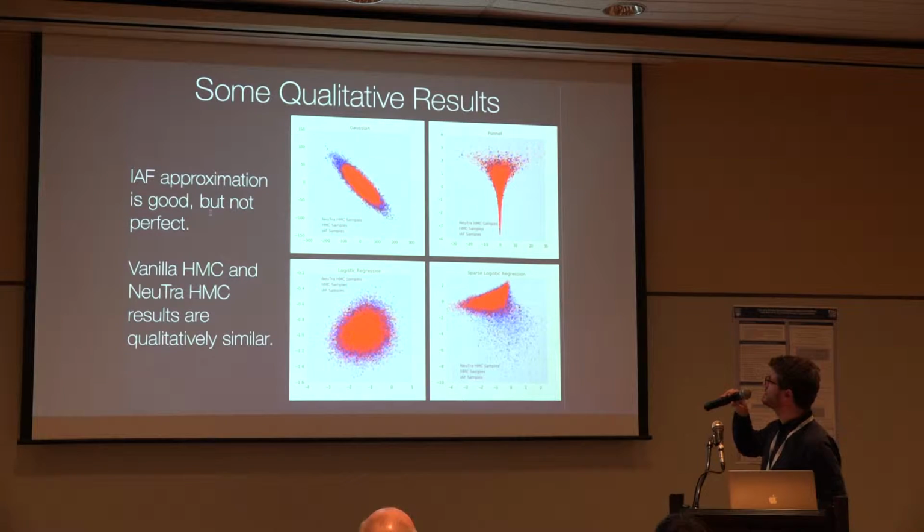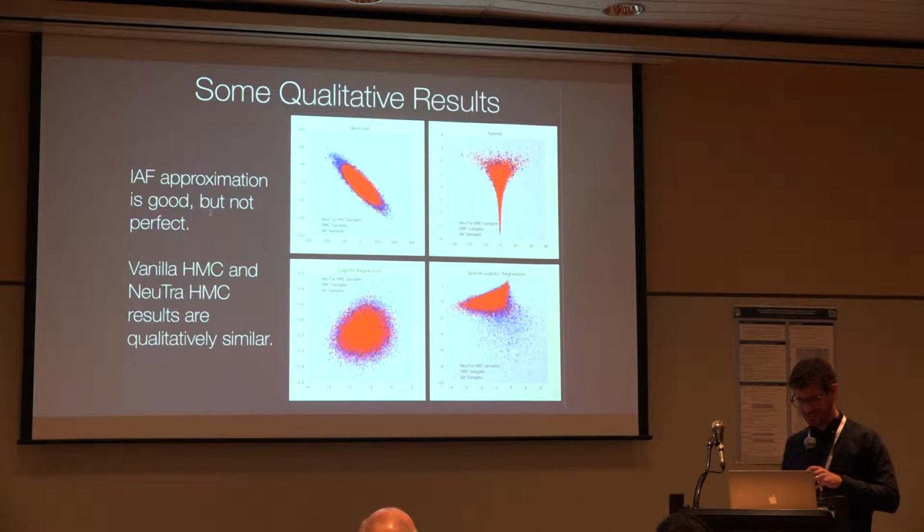Actually, this funnel picture is a little misleading because those darker blue dots are HMC chains that were initialized from the posterior but didn't actually converge. Or actually, they're not moving, they're just rejecting. So it looks like HMC is working up here, but it actually isn't. Whereas NeuTra works fine.